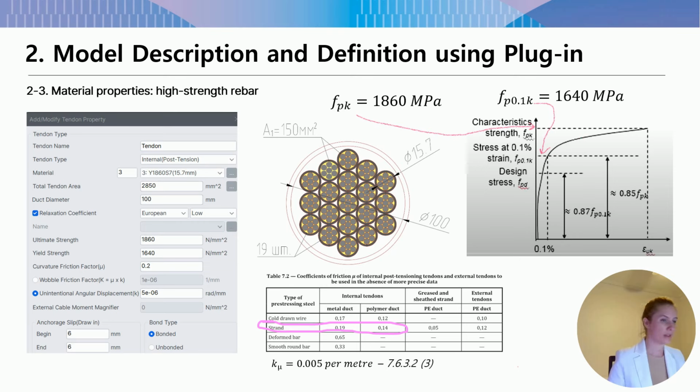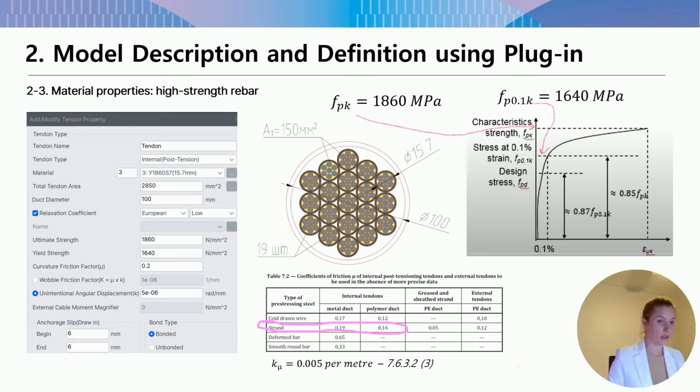Curvature friction factor is given here below. This is the screen from the Eurocode, but you also can take it, and you need to take it from the particular product supplier booklet who will do stressing the deck. And unintentional angular displacement is given here. You can find the paragraph and clause where it is written.